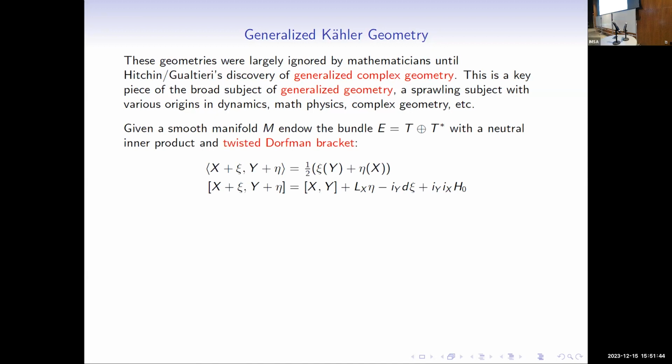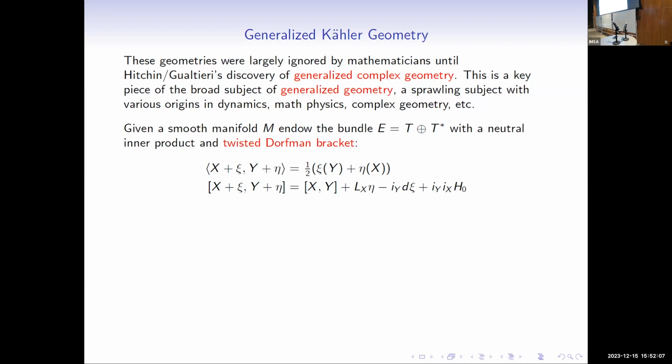Well, first of all, you work on the tangent plus the cotangent bundle, and you have this neutral inner product, which I expressed there. So X is always a vector. Roman letters are vectors, and Greek letters are covectors. So you have this neutral inner product, and then there's this Dorfman bracket. And again, the specifics of the Dorfman bracket aren't exactly relevant if you've never seen it before.